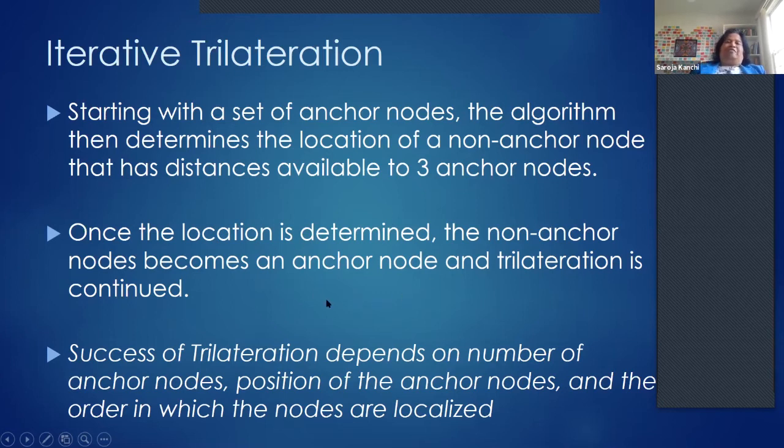Of course, the success of trilateration is limited in the sense that it depends on the number of anchor nodes. If you don't have enough anchor nodes, you're not going to find enough nodes that are adjacent to the anchor nodes. And obviously, it depends on the position of the anchor nodes. If they're all clubbed up in one single location, it may or may not help. They may have to be spread out. It really depends on the structure and sparsity of the graph, the sparsity of the anchor nodes, and the order in which you localize the nodes. So you can get stuck in this trilateration process.